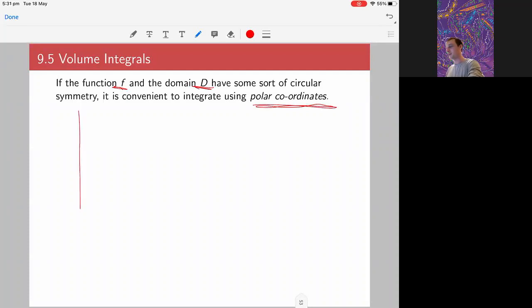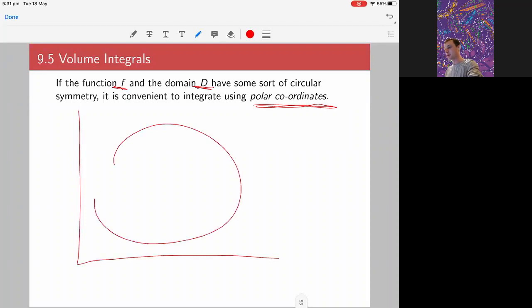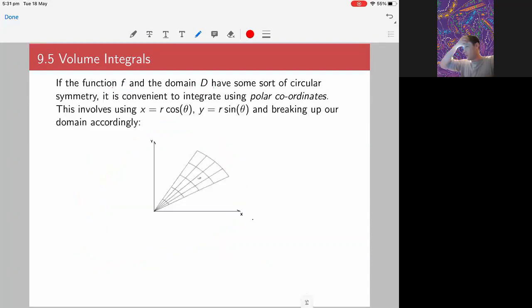So for example, if your domain happened to be a circle, then there is a chance that the integral might be best performed by first switching to polar coordinates. Now, there are some subtleties associated with this, which we'll now go through. So these are just things we need to address before we just charge in and do integrals using polar coordinates. Okay, so what happens here? Well, let's say you've got a function defined on this domain here, and you're trying to integrate it.